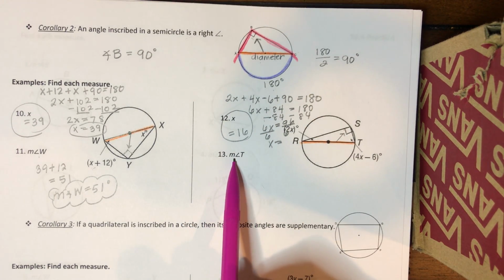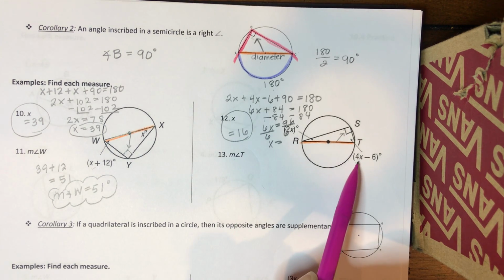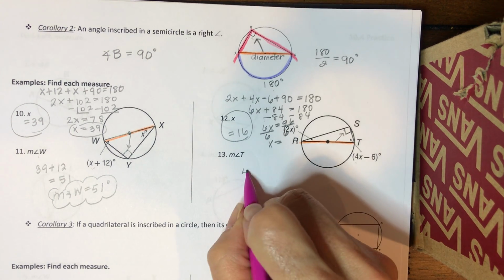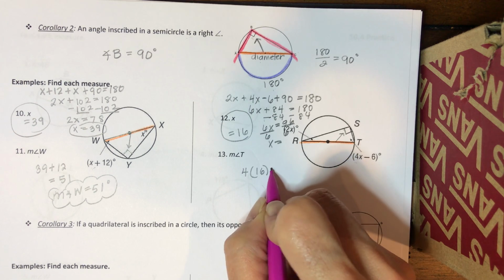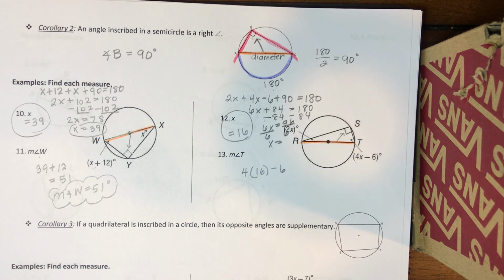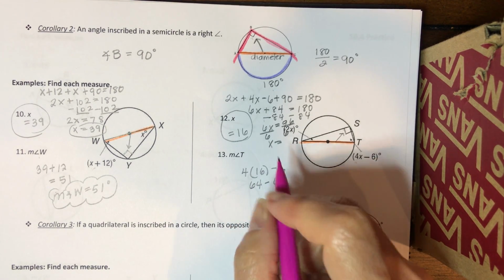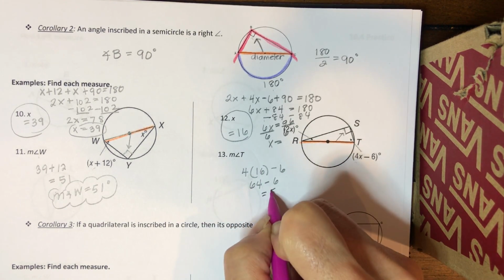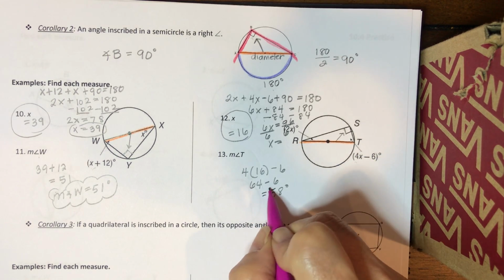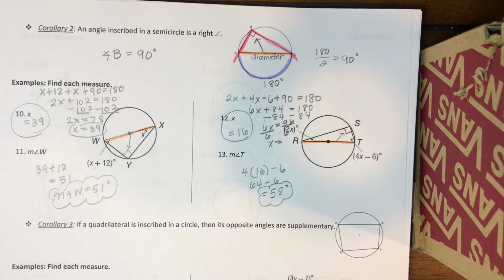Now, they want to know the measure of angle T. Well, we're just going to plug it in. 4 times 16 minus 6. 4 times 16 is 64. Minus 6 is 58. So angle T is 58 degrees.